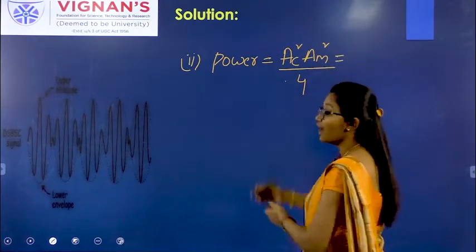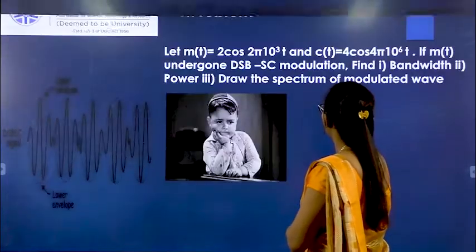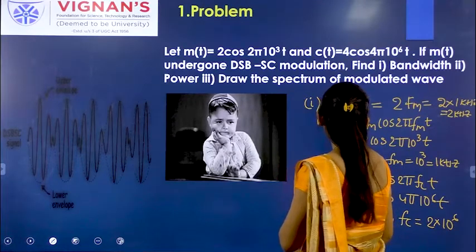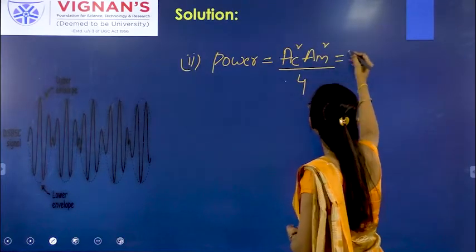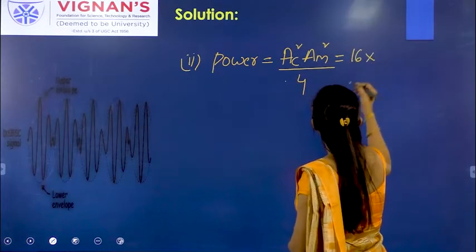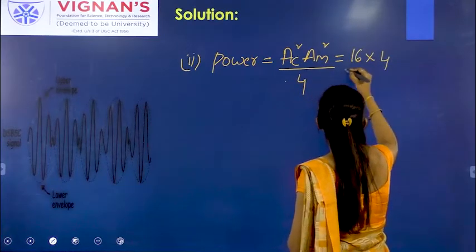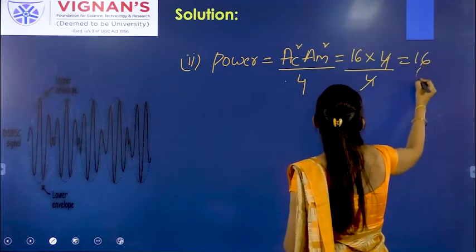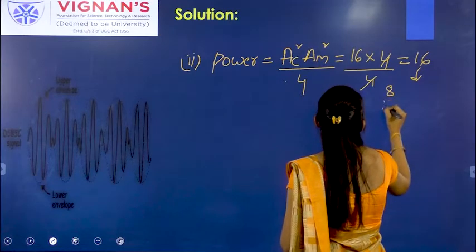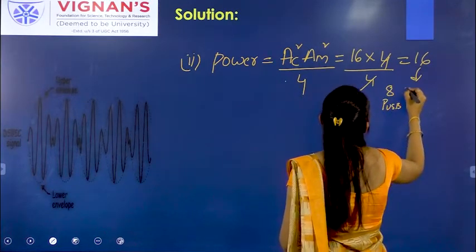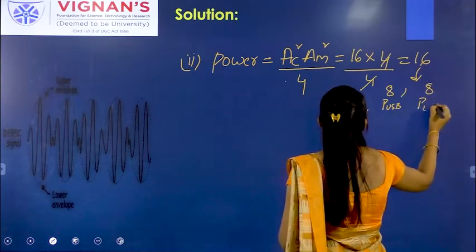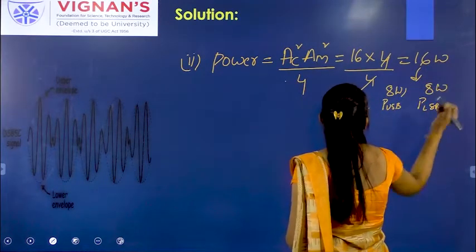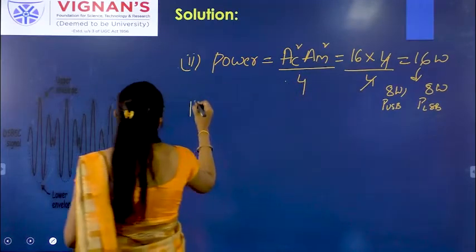So what is the AC value there? If you see, AC value is 4, AM value is 2. AC value is 4, that means 16, and AM value is 2, that means 4. Total 16. Total 16 means you can divide 8 for PUSB and one more 8 will be the PLSB. So 16 watts. 8 watts is for PUSB and another 8 watts is for PLSB.